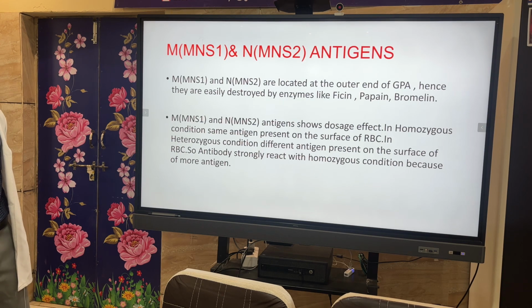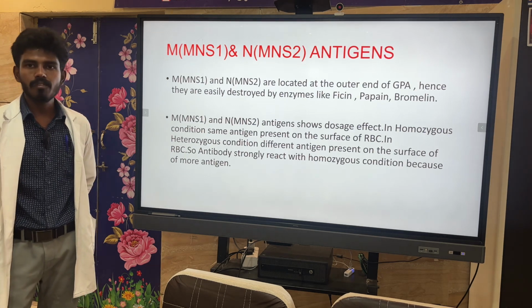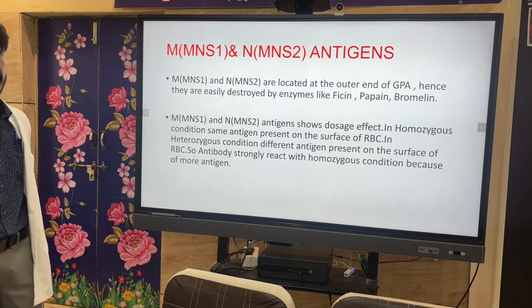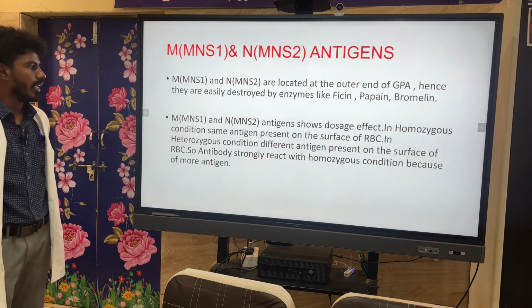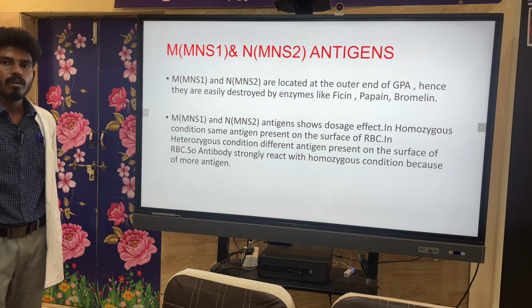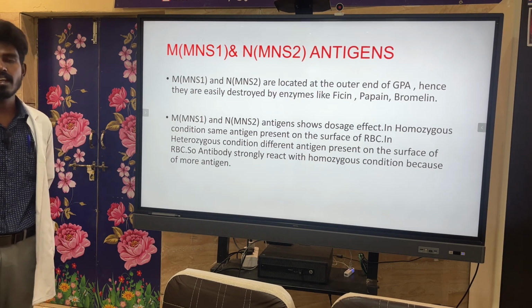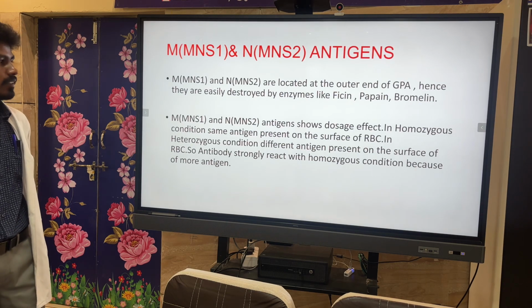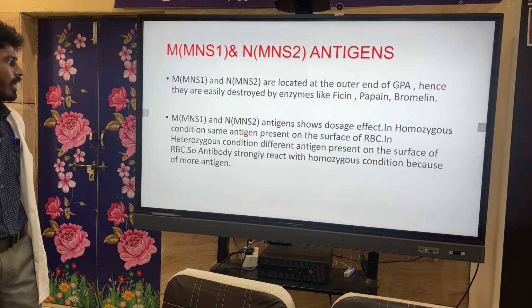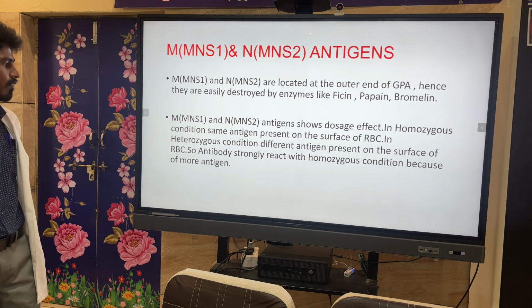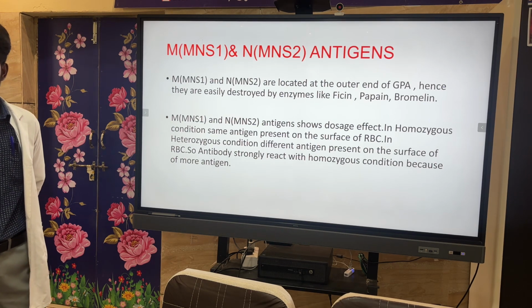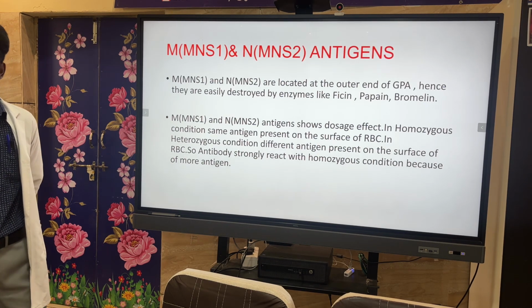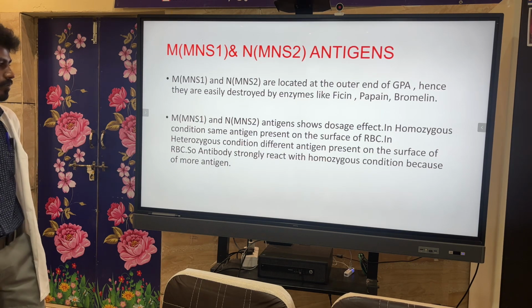Now we see about M and N antigens. M and N antigens are located at the outer end of glycophorin A. They are easily destroyed by enzymes like ficin, papain and bromelain. M and N antigens show dosage effect. Dosage effect means that in the homozygous condition, a lot of antigen is present on the surface of the RBC. In the heterozygous condition, less antigen is present on the surface of the RBC. So antibodies react strongly with the homozygous condition because a lot of antigen is present, so the reaction happens easily.